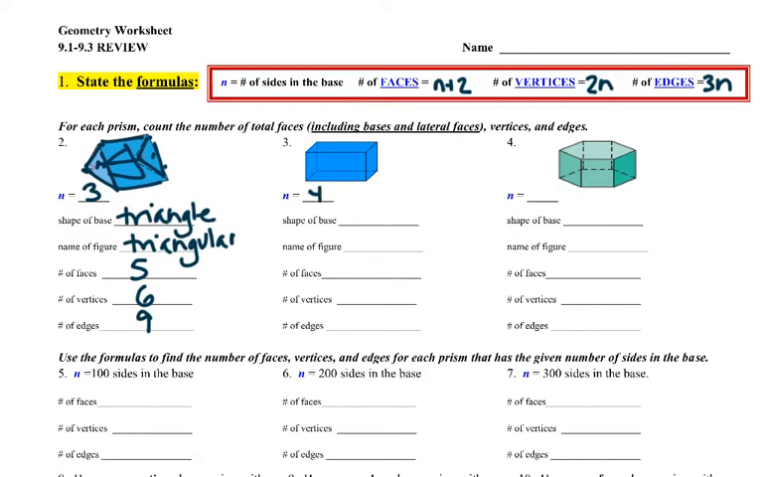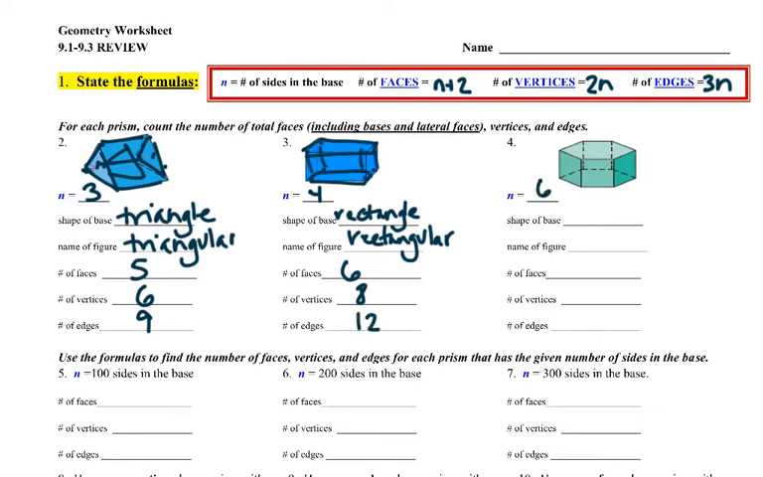If n is 4 and we have a rectangle base, then we have a rectangular prism. Rectangular prisms always have 6 faces like dice. They have 1, 2, 3, 4, 5, 6, 7, 8 corners, and 1, 2, 3, 4, 5, 6, 7, 8, 9, 10, 11, 12 edges.